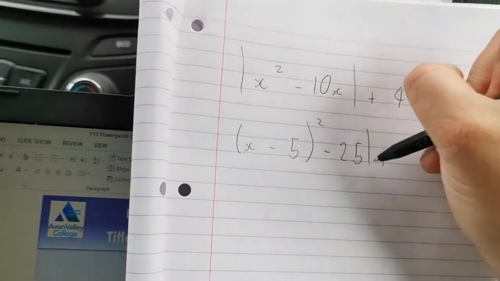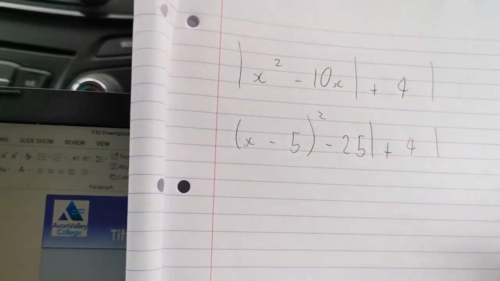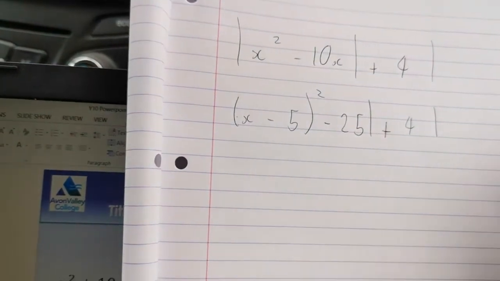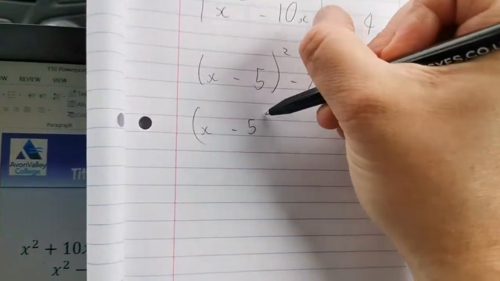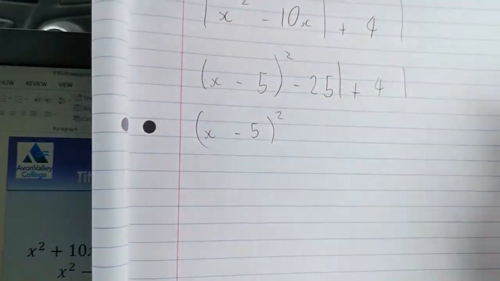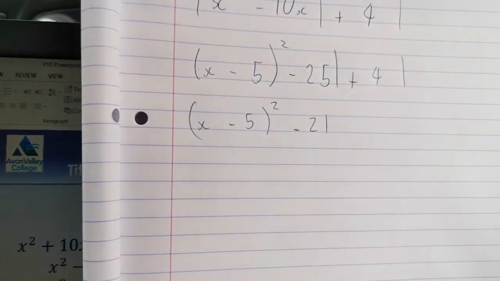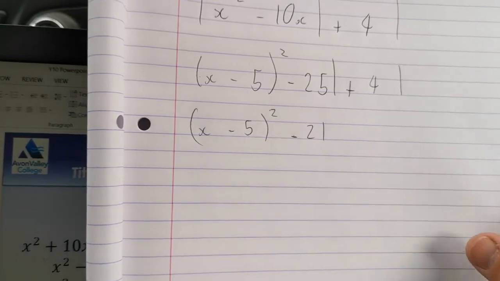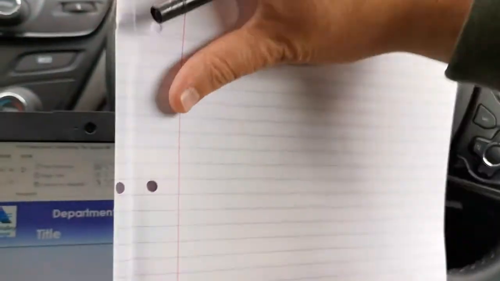I'm then going to bring in this section, which is plus 4. So I'm just carrying this bit down as well. So x minus 5 squared minus 25 plus 4. So that goes to x minus 5 squared, and minus 25 plus 4 is minus 21. Okay. Now, I'm just going to go back a step, just to make sure, because we're mastering that part.